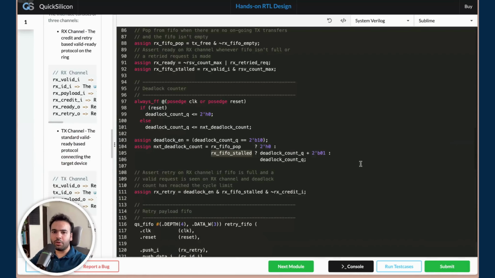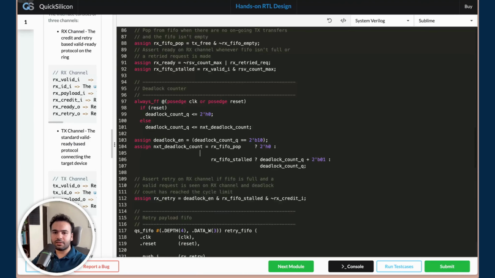So one way to fix it would be whenever the counter has reached the value of 2'b10, that is deadlock enable is asserted, we should not increment the counter anymore, or we should freeze at that particular point. And such counters are designed as part of the 21 days of RTL series as well, where we call those saturating counters, where if they reach a particular value, you just saturate there, and some other condition in the combinational logic would bring it out from that saturated value. So that's how we could fix this.